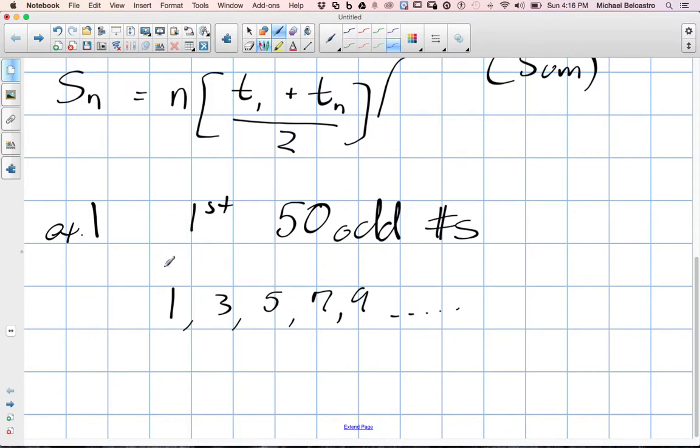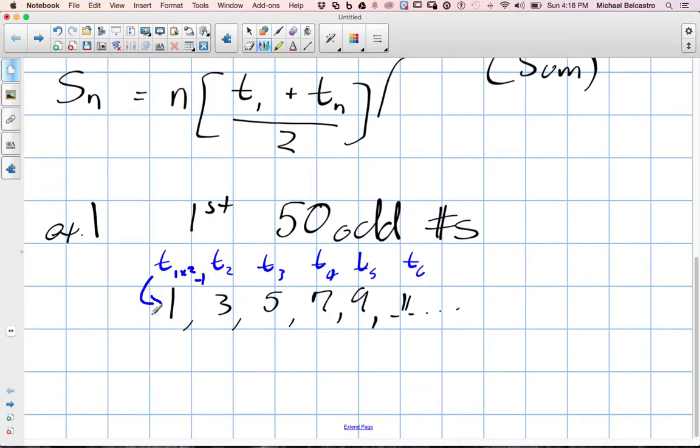So if the first term, we'll call this T1, is 1, T2 is 3, T3 is 5. If you're noticing what's happening, at T5 we're at 9. So T6 will be 11, right? Okay, so there is a relationship here, and if I multiply the term number times 2 and then subtract 1, it'll give me the value.